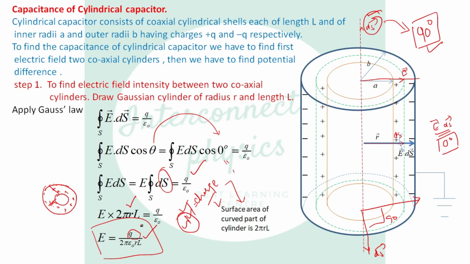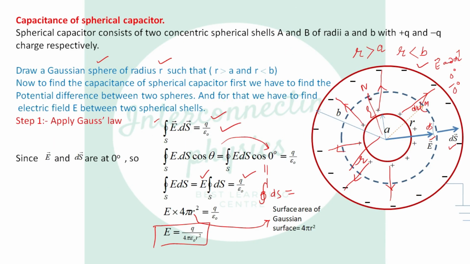Now one point, because here the positive charge is given to the inner cylinder and negative charge is given to the outer cylinder. Similarly, in the spherical capacitor, positive charge was given to the inner shell and negative charge to the outer shell. It can be like this. Let us suppose negative charge is given to the inner shell and positive charge is given to the outer shell. Then this time the electric field will be radially inward, that is from positive to negative. The result of the capacitance will be same.